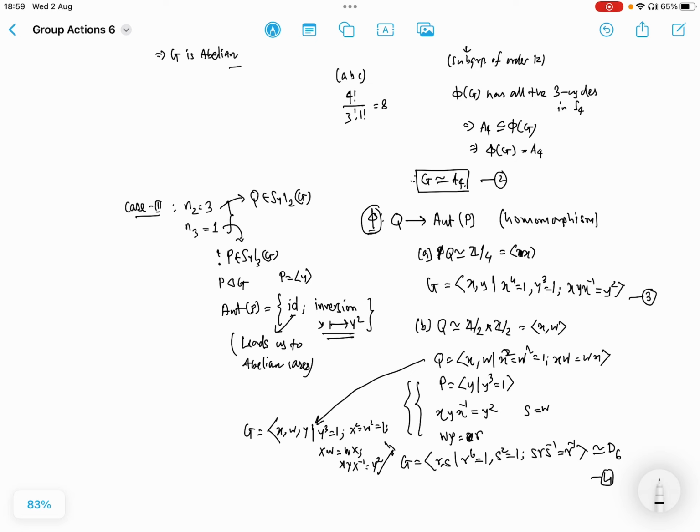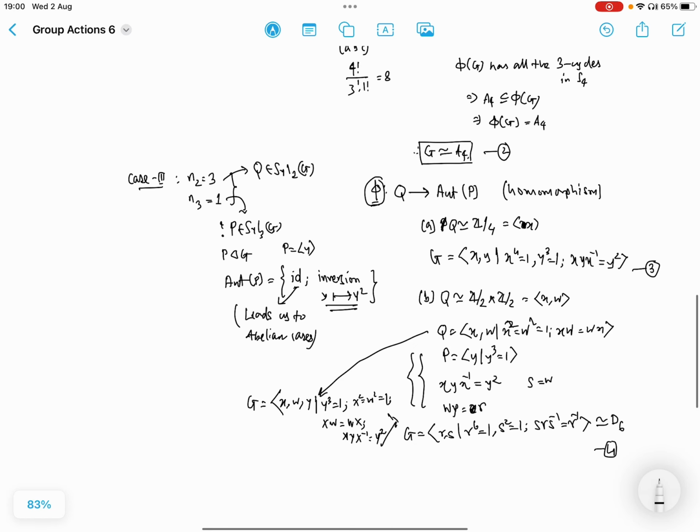And so, I think you can see again that these two representations are the same, because if you just change the notation, like use some substitution, I think you will get this. So all in all, we get five non-isomorphic groups of order 12. So that's about it.